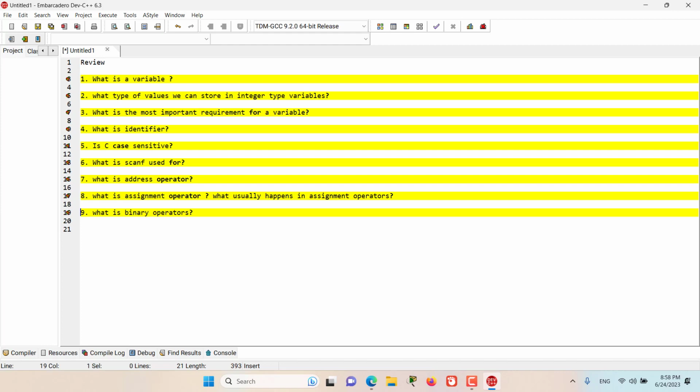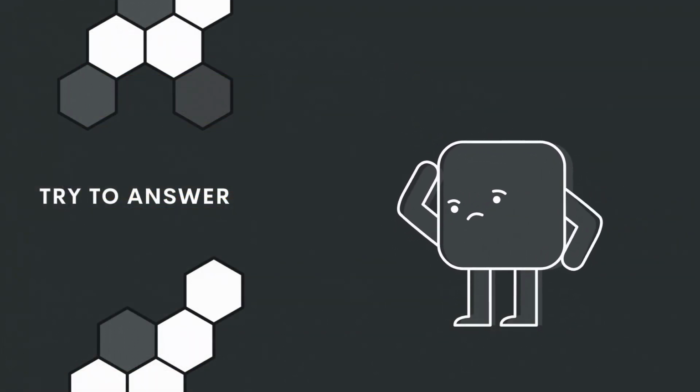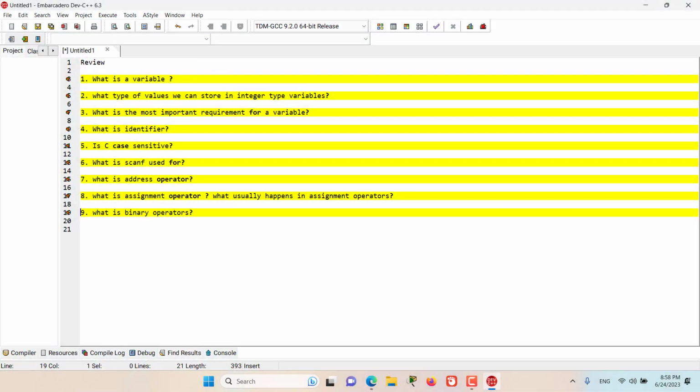The second question is, what type of values can we store in an integer type variable? The integer type variable holds whole number integer values, and whole number values include positive and negative numbers.